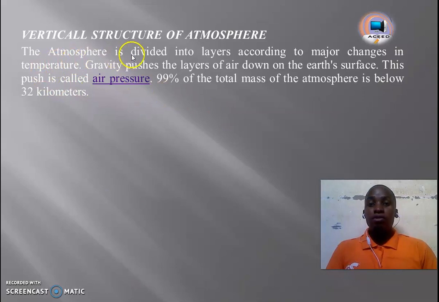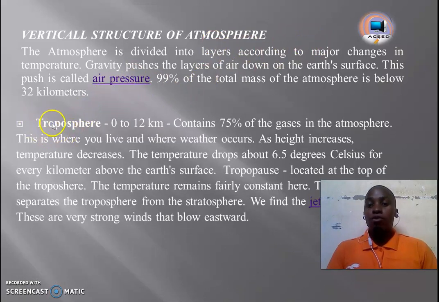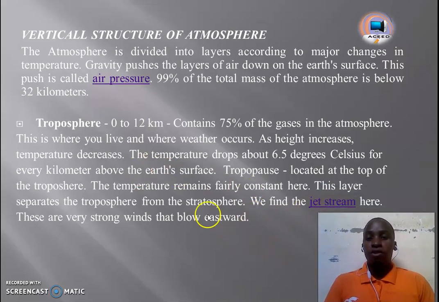The atmosphere is divided into layers according to some major changes. The first layer is called the troposphere. The troposphere extends from 0 to 12 kilometers, though some books, for example Msabila's, say it ranges from 0 up to 16 or 17 kilometers. Within this first layer, the troposphere contains 75% of the gases of the atmosphere. This is where we live, you and I, students and teacher, and other people. We humans live in the layer called the troposphere.